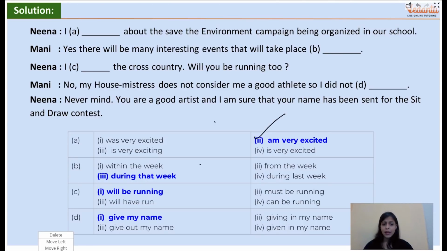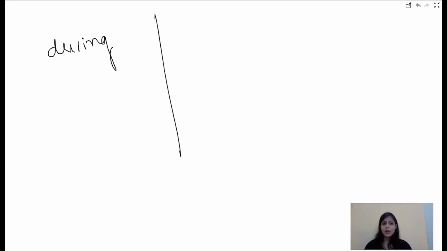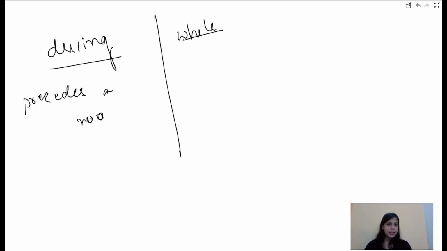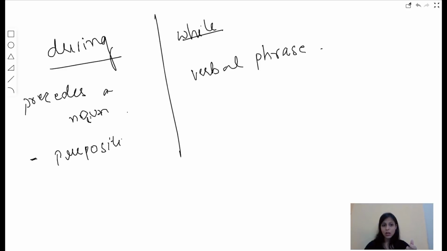What is the difference between during and while? We often get confused when we use them. Though both sound the same, there's a slight difference. During generally precedes a noun, whereas while precedes a verbal phrase. During actually acts as a preposition, whereas while works as a conjunction. I hope I've made my point clear.